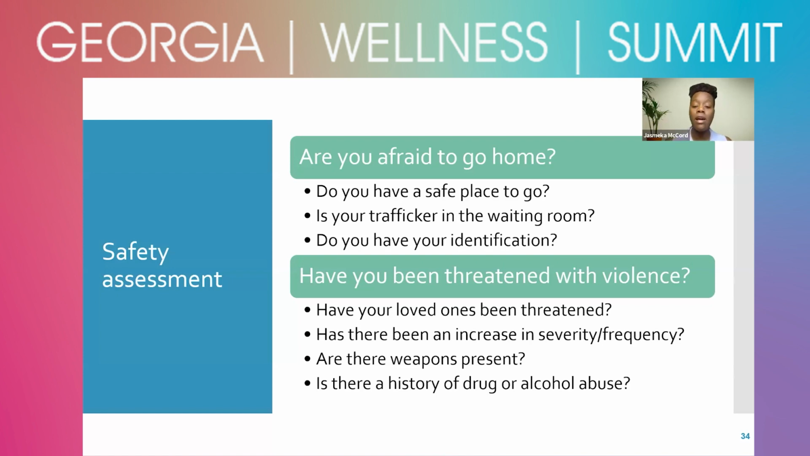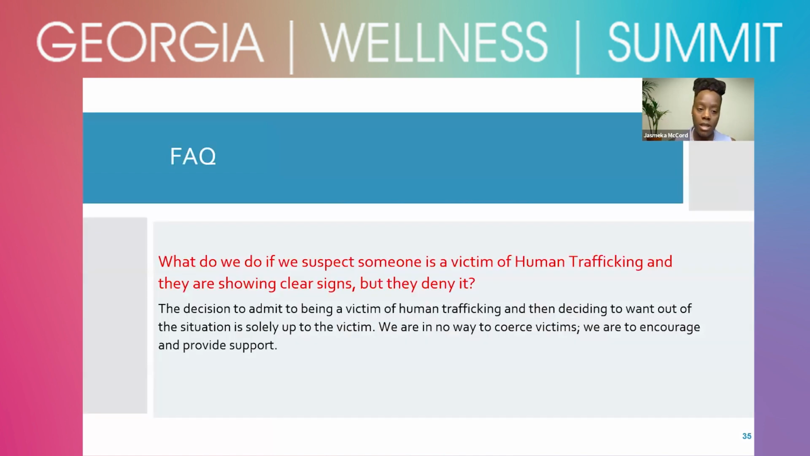Have you been threatened with violence? Are your loved ones threatened? Are there weapons present? Is there a history of drug or alcohol abuse? This helps us to know what things we have to consider when we're trying to isolate the victim and then follow up with the next best steps.